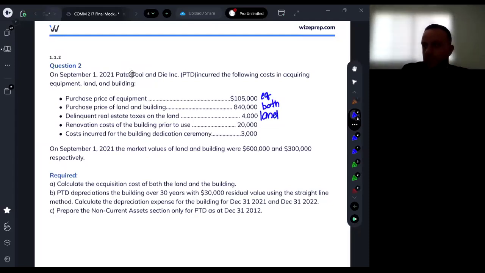Renovation cost of the building prior to use. This is only for the building. And costs incurred for the building dedication ceremony. This we would expense. On September 1st, 2021, the market values of land and building were 600,000 and 300,000 respectively. A. Calculate the acquisition cost of both land and building.